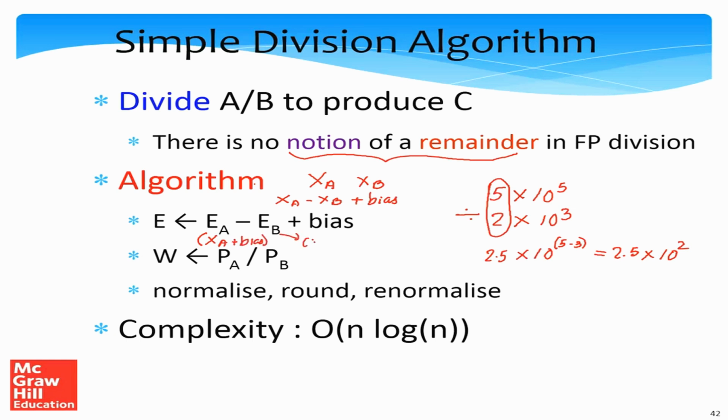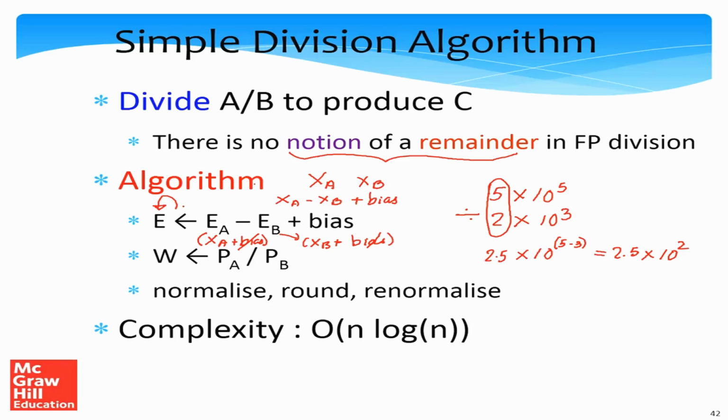Similarly, EB is XB plus the bias, right? So EA minus EB is the same as XA minus XB, because the bias gets cancelled out. That's the reason we need to add the bias once again to the result of the subtraction to compute the final exponent, which is saved in biased form. Alright, so what do we do once again? We extract the exponent field from A and B, we subtract them, and then we add the bias.